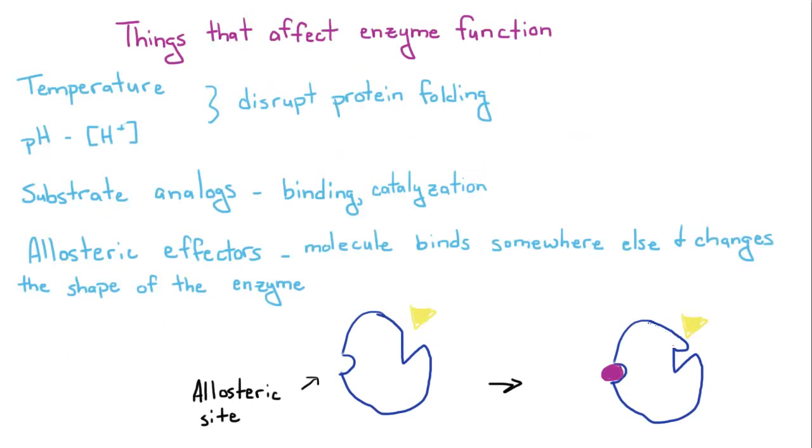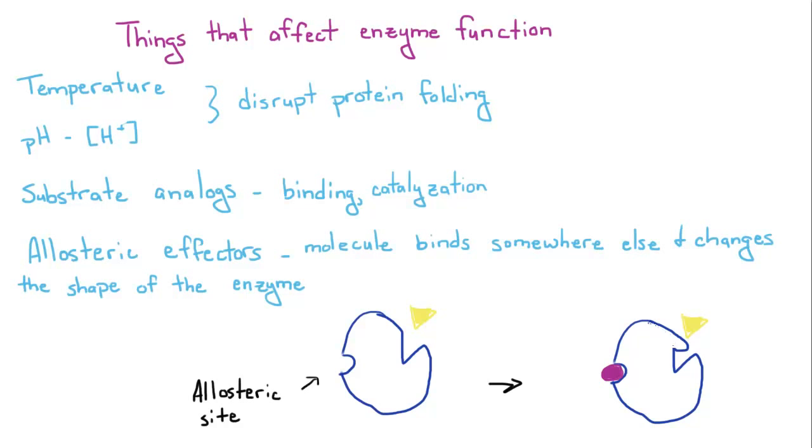And there are also a couple of things that affect the actual enzyme function. There is temperature, which is the rate at which molecules move. It's a measure of kinetic energy. pH is the concentration of hydrogen ions. These two things, when altered, can disrupt the actual shape of the protein folding.